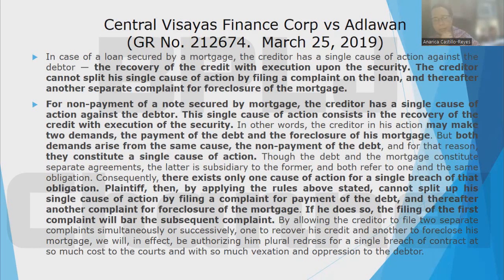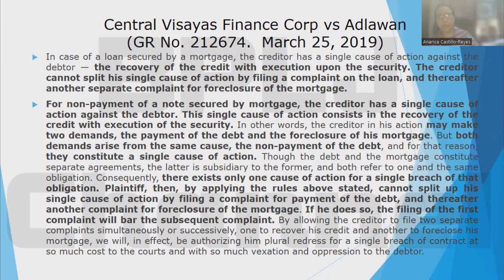This is again a case of loan secured by a mortgage. The creditor has a single cause of action against the debtor, the recovery of the credit with execution upon the security. The creditor cannot split his single cause of action by filing a complaint on the loan and thereafter another separate complaint for foreclosure of mortgage. For non-payment of a note secured by a mortgage, the creditor has a single cause of action. This single action consists of the recovery of the credit with execution of the security.